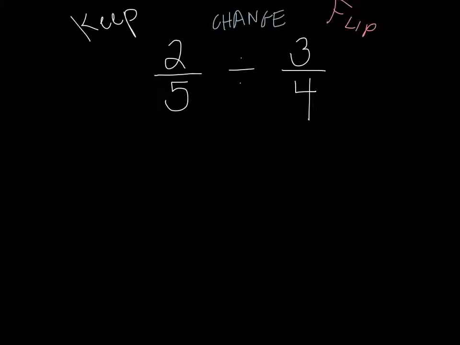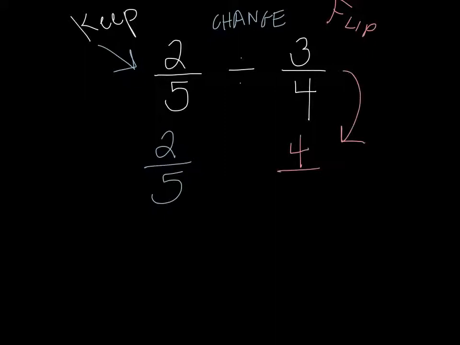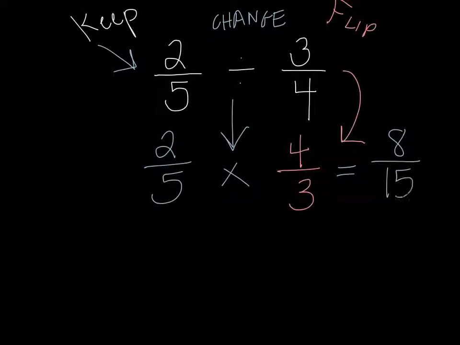Now let's try 2/5 divided by 3/4. Once again, I'm going to keep my first fraction, 2/5, because what I have isn't going to change. The second fraction is 3/4. I'm going to flip it, so now 4 is on the top and 3 is on the bottom. My last step is to change the division sign. The opposite of division is multiplication. Now I'll multiply across like normal. 2 times 4 is 8, and 5 times 3 is 15. And 8/15 cannot be simplified. So 2/5 divided by 3/4 equals 8/15.